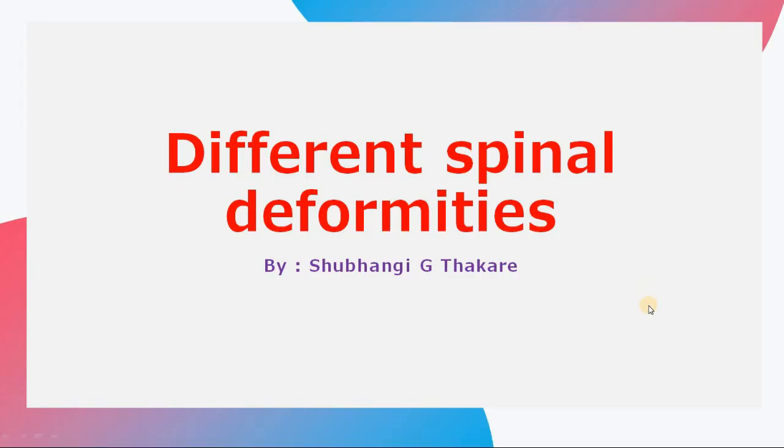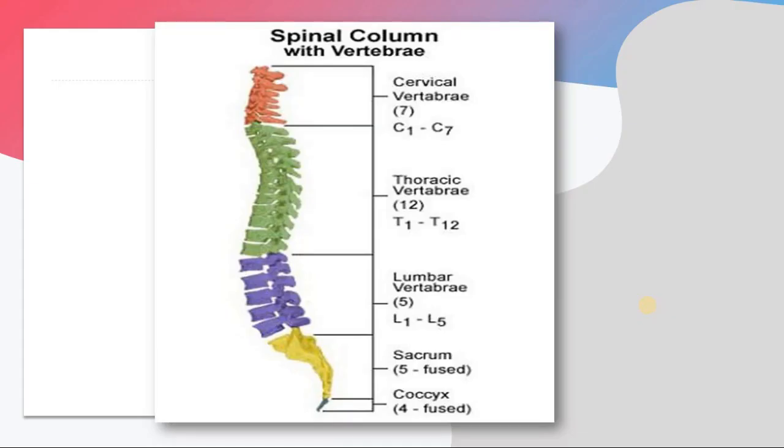Before we start to learn about deformities, we should know some basics of the spine. As we all know, there are 33 vertebrae in our vertebral column. Of these, 7 are cervical, 12 thoracic, 5 lumbar, 5 sacral and 4 coccygeal. The sacral and the coccygeal vertebrae are fused.